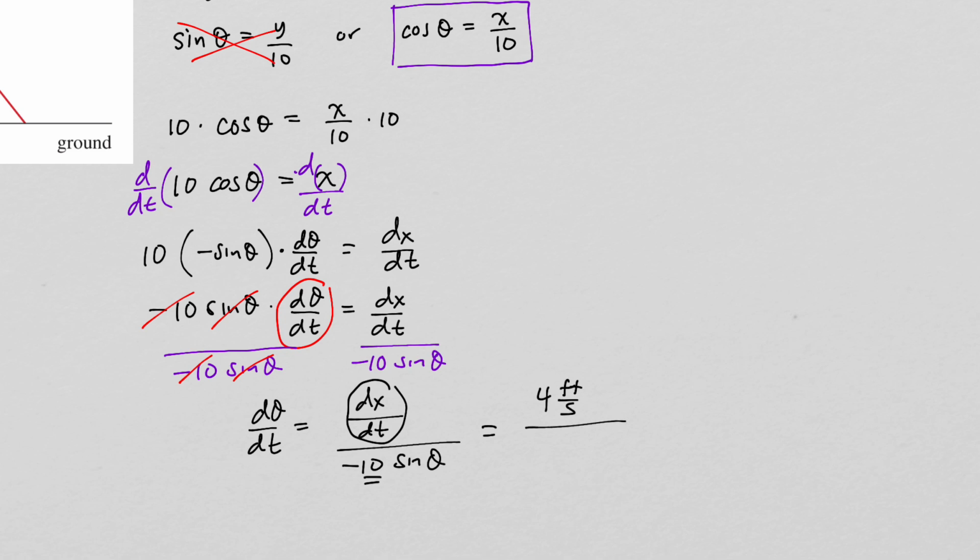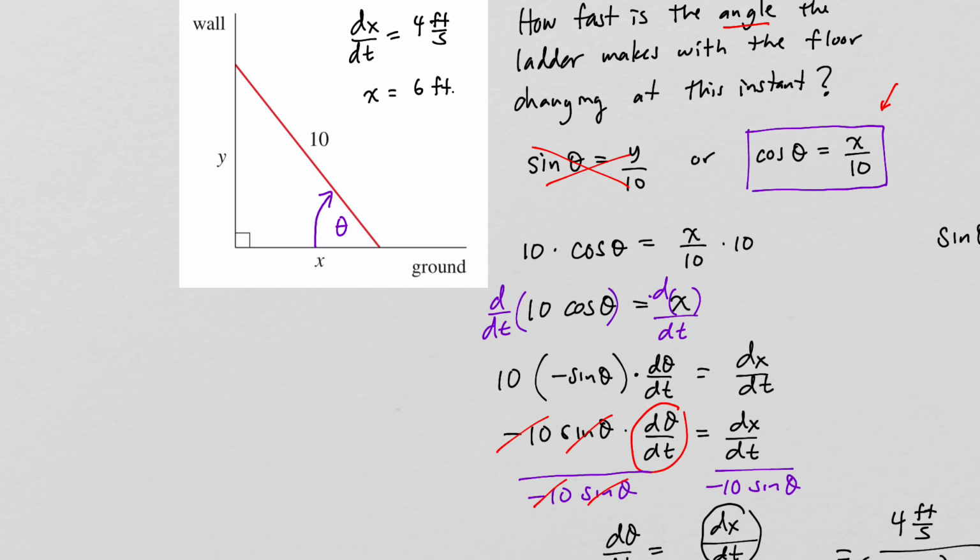We know that this 10 right here is really 10 feet because that's the length of the ladder. So we're going to write negative 10 feet. And then we have the sine of theta, and that's the big question. What is the sine of theta equal to at that instant? So remember earlier, we mentioned that if you take the moment when x is 6 and the ladder is 10, you can solve for what y is. And we found out that y was equal to 8.